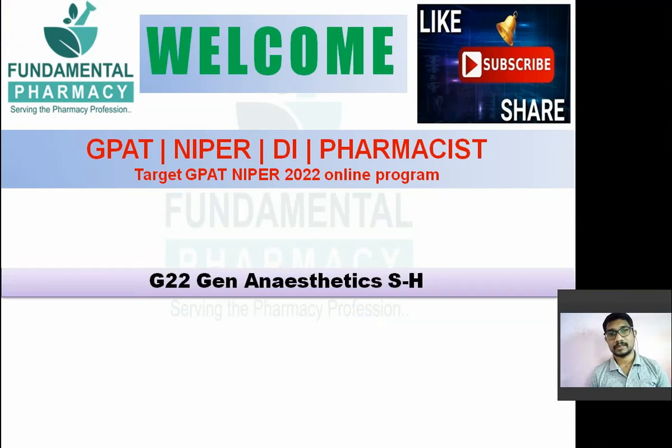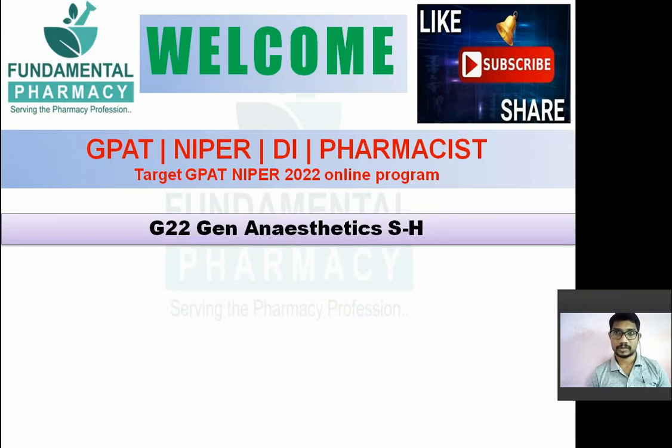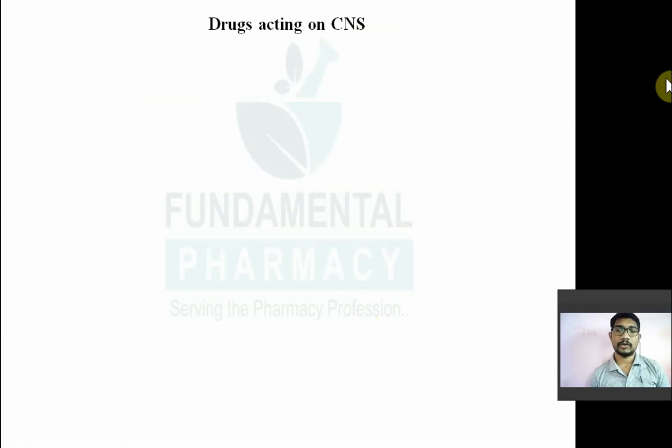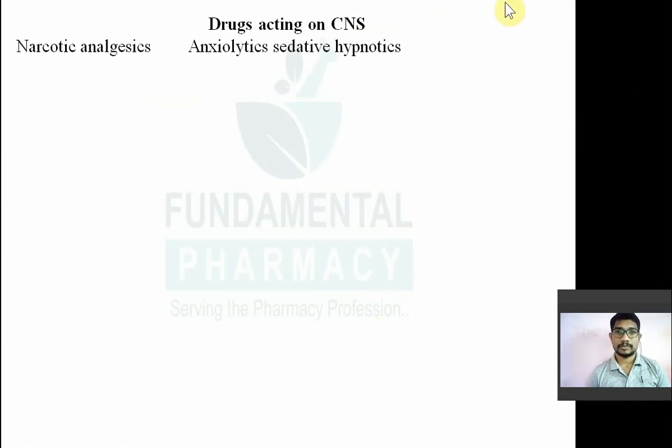General anesthetics, sedative hypnotics, anti-epileptic drugs, antipsychotic drugs, then drugs used in Parkinsonism, drugs used in Alzheimer's disease, CNS stimulants, hallucinogens. These are the names of chapters under drugs acting on the central nervous system. There are numerous chapters under this heading. Narcotic analgesics are also there.